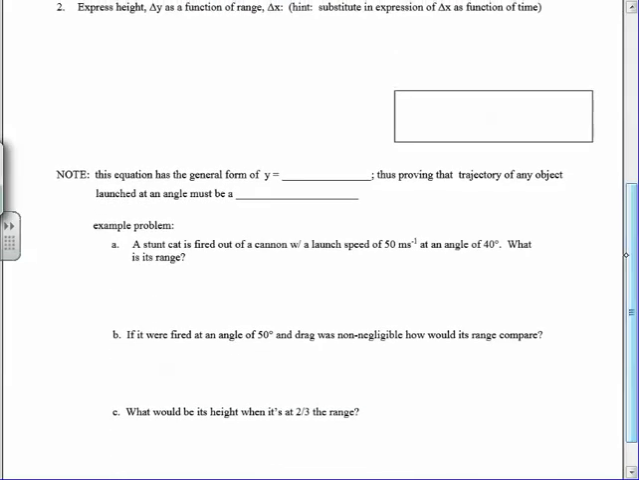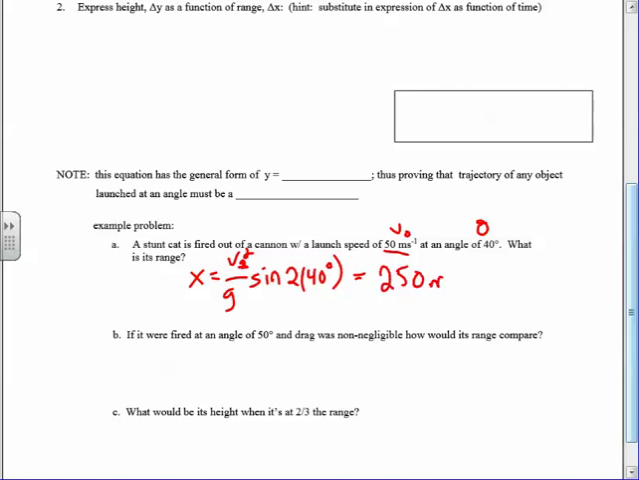Let's say a cat is fired out of a cannon with a launch speed of 50 meters per second at an angle of 40 degrees. What's its range? I can now do that in one step. That should be v squared all over g times sine of 2 times 40 degrees, so really the sine of 80. If you're in degree mode, you punch that out, you get around 250 meters. What I'm not solving for here is, what if I told you the range and asked you to find the angle? You could do that as well. We'll do B and C in class.